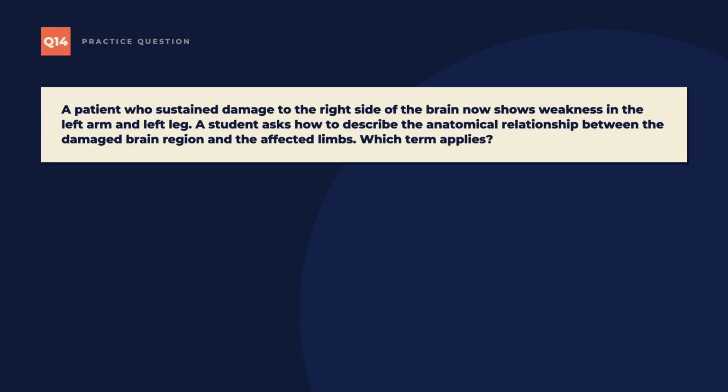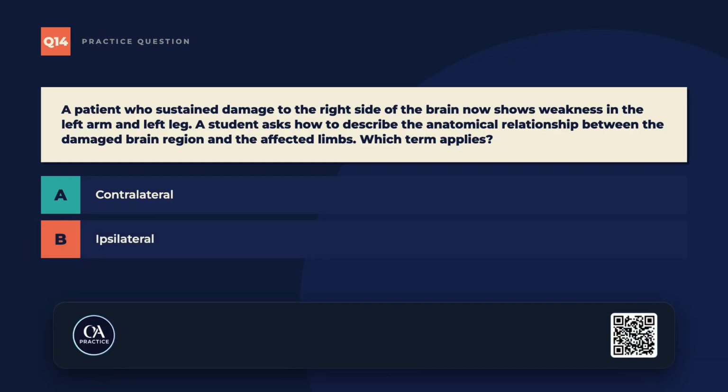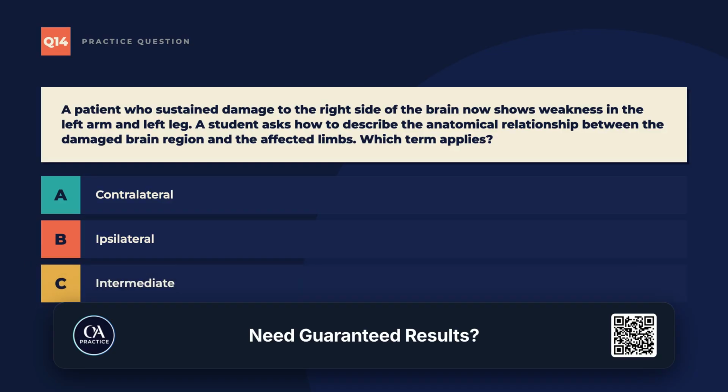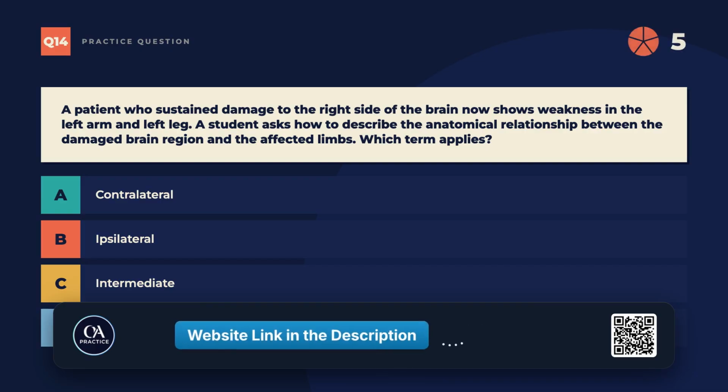Your options are A. Contralateral, B. Ipsilateral, C. Intermediate, D. Distal. Which would you go with? Lock it in before the reveal.